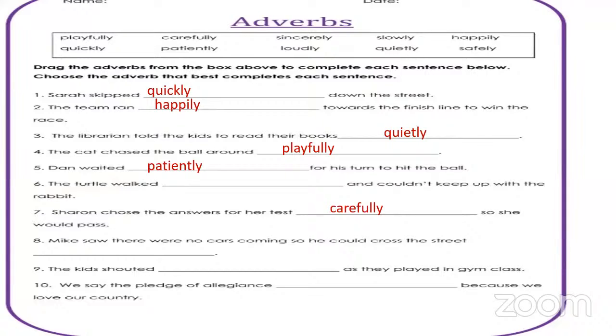We have to be patient. Right? Next one. The turtle walked slowly.